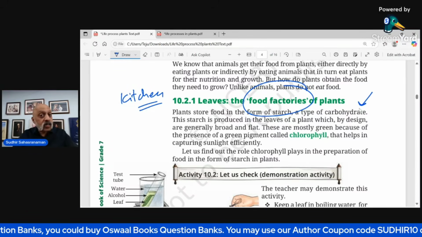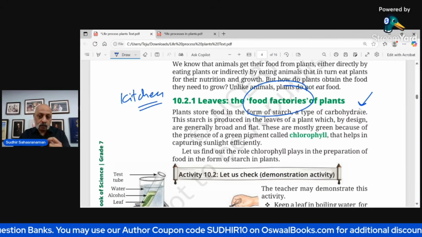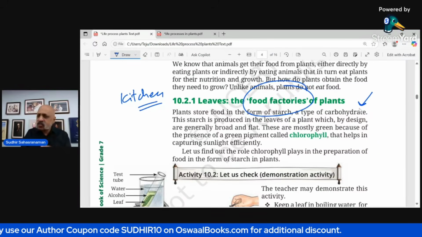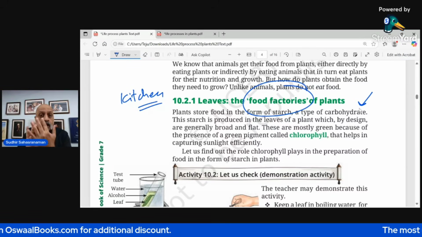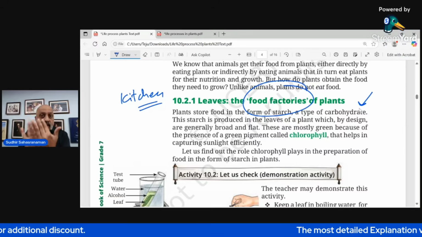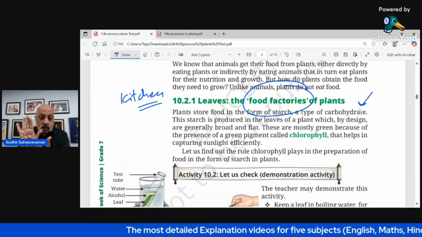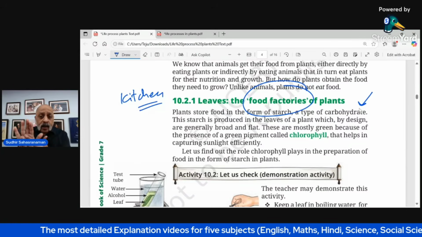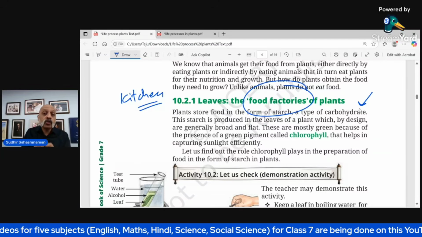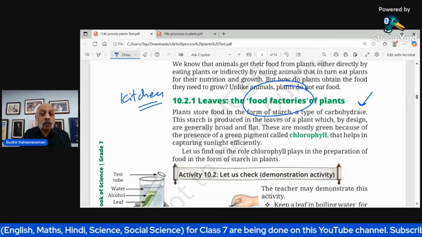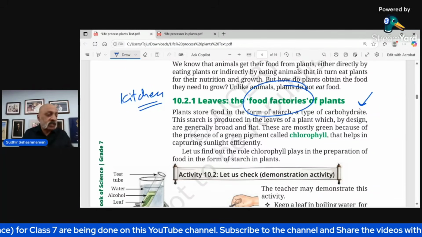This starch, how does it get produced? This starch is produced in the leaves of the plant, which by design, you see, most of the leaves are generally very broad. There's a lot of surface area. So in that large surface area of the plant's leaves is where the food, the starch, is produced, and they are mostly green. The leaves are mostly green because of the presence of a green pigment, and this is an extremely important fact that you need to remember for the rest of your life.